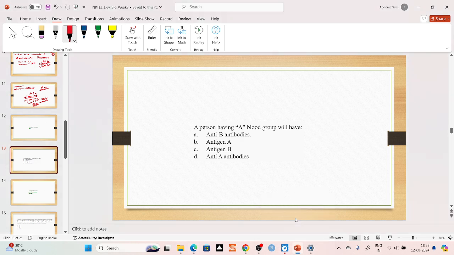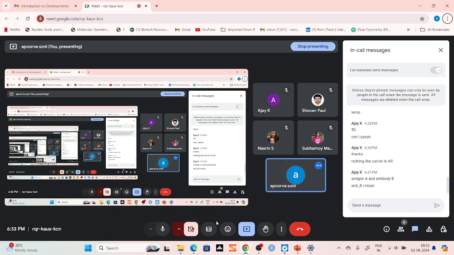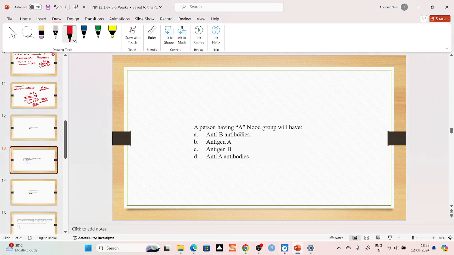So if a person has A blood group, what does it mean? That in his body, A antigen is present. So if you have your blood group as A, then which antibody would be there? Anti B antibody would be there. If you have a B blood group, then which antibody would be there? Anti A antibody would be there.